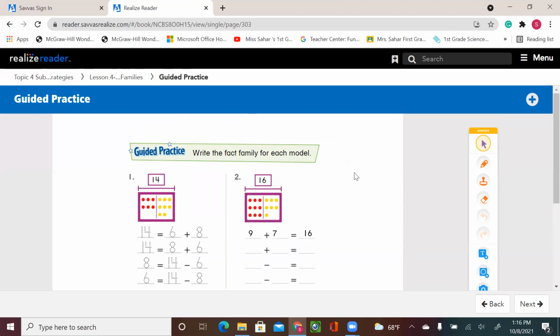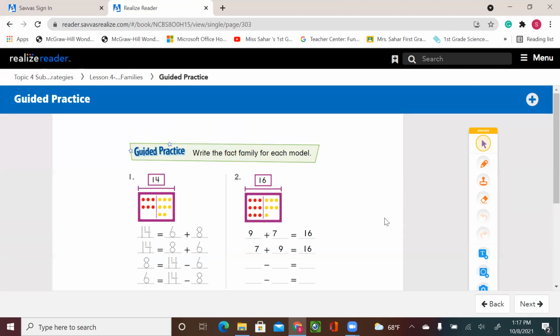Now let's do another addition fact using the same addends and same number, but switch them, or use them in a different order. So I'm going to say 7 plus 9 equals 16. So let's write this down. 7 plus 9, my sum or total will be still 16. Let's put it down here. So 7 plus 9 equals 16.